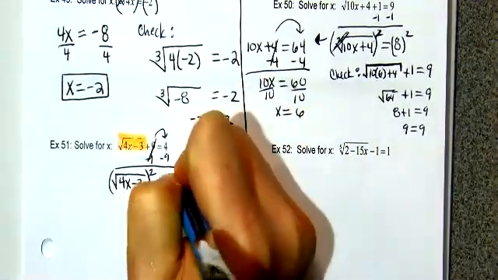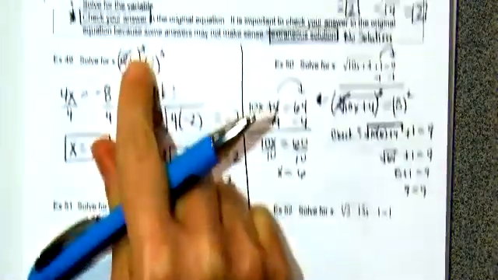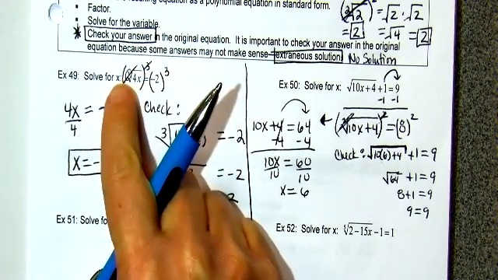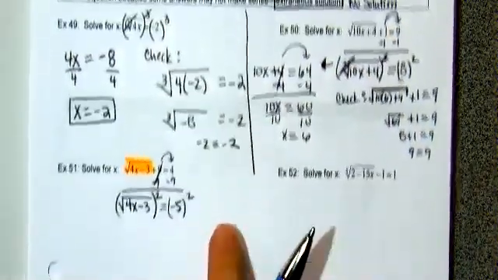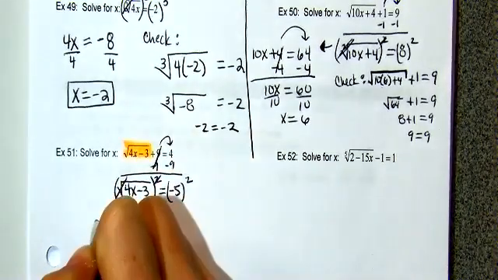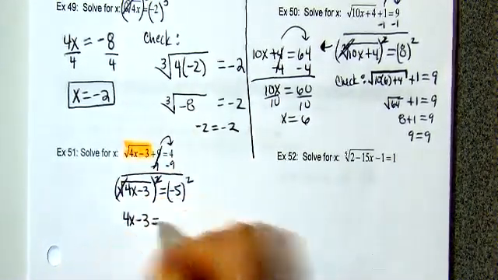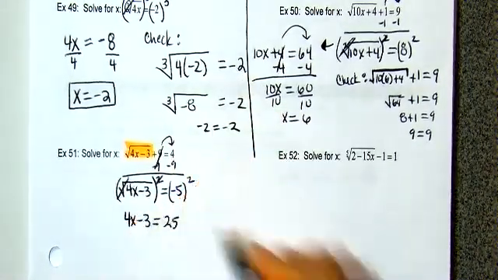Remember, it's not always going to be that you're raising it to the second power. Refer back to your first example. This was the third root, so that's why we took that to the third power. These last two so far have been square roots. So in doing that, it cancels out the radical symbol, which means you're just working with 4x minus 3 equals -5 times -5, which is a positive 25.